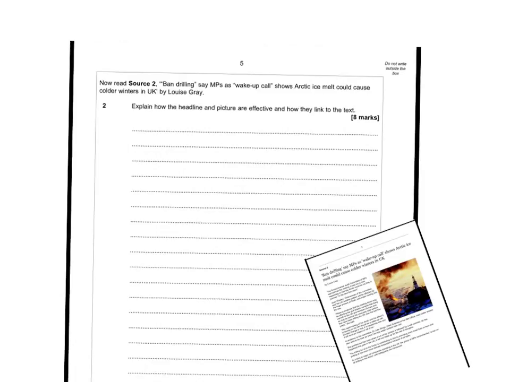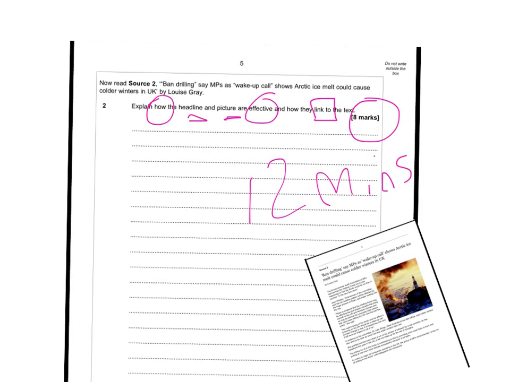In this video we're going to have a look again at question 2 in order for you to have a look at how you can pick up extra marks and improve your mock answer. Question 2 will always ask you to explain how the headline and picture are effective and how they link to the text. So they're the key parts of the question there that I've just highlighted. You need to remember that this question is worth 8 marks, so you must spend around 12 minutes.